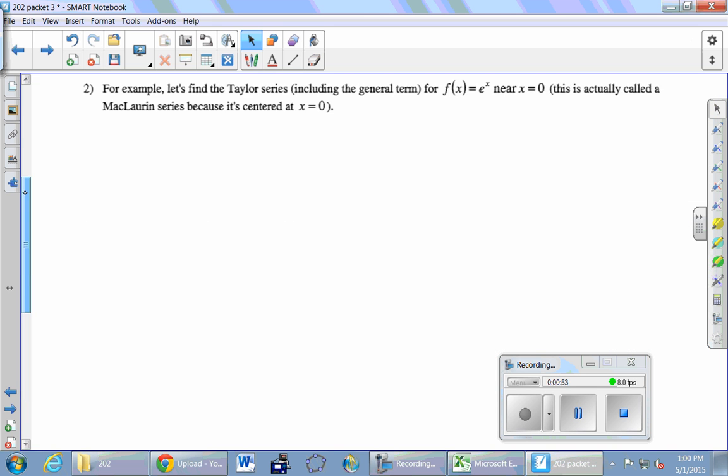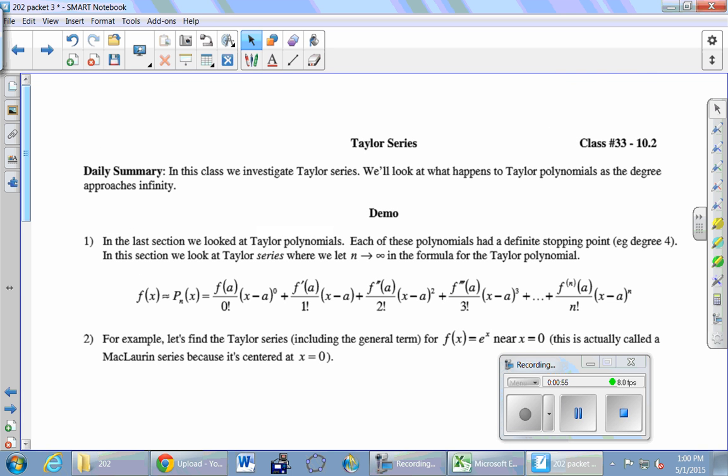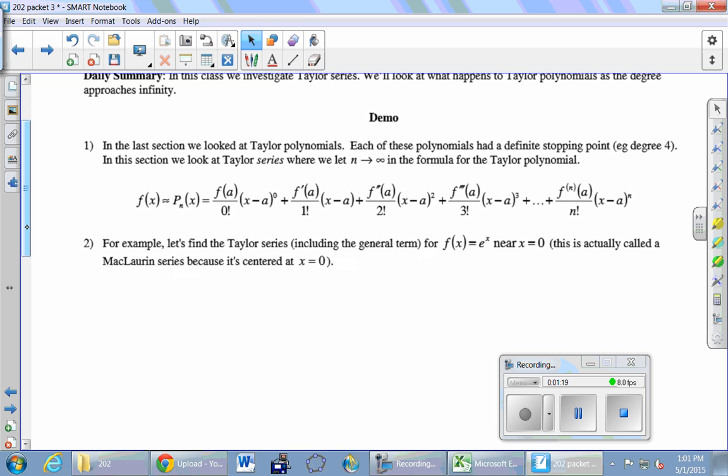So, page 51, daily summary. This class features Taylor series, what happens to Taylor polynomials. Number 1: in the last section, we looked at Taylor polynomials. Each of these polynomials has a definite stopping point, example given here before. In this section, we look at Taylor series with n going to infinity. So there's our formula from last class. We saw the factorials, we saw derivatives of various orders, and we just stopped at particular ending points. And now we're going to try to let the Taylor polynomial go forever.